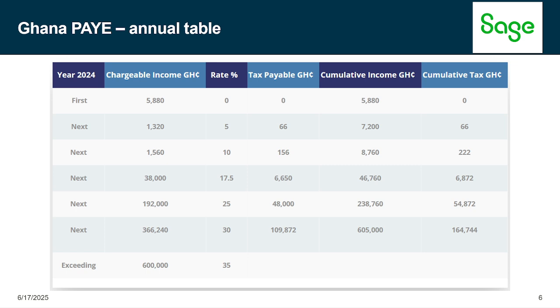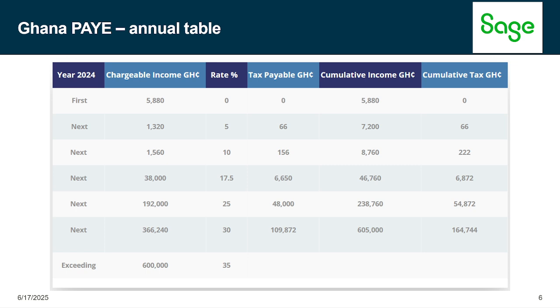So let's say your annual income is 20,000. We take the first 5,880. We won't tax it. It's taxed at 0%. There's no tax on it. Next, if there is a balance, we take 1,320 and we tax at 5%. If there is still a balance, we take 1,560 and we tax at 10%.